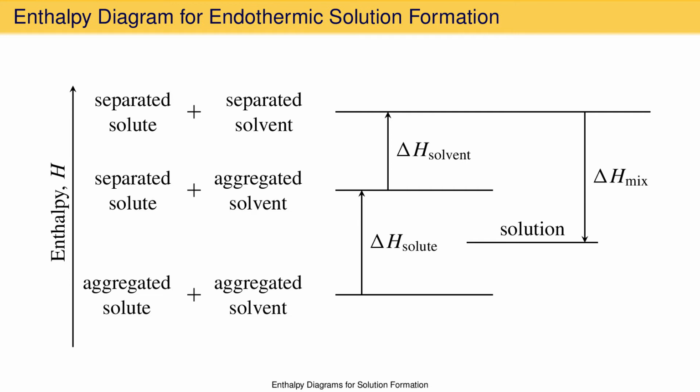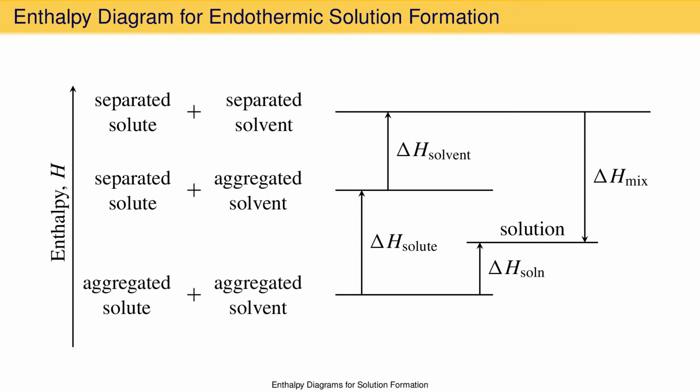The way we have drawn the diagram, the enthalpy of the solution is higher than the enthalpy of the aggregated solute and aggregated solvent. The net change in enthalpy between the initial and the final state is therefore positive, and we know this is called the heat of solution. This is therefore the enthalpy diagram for an endothermic solution formation.